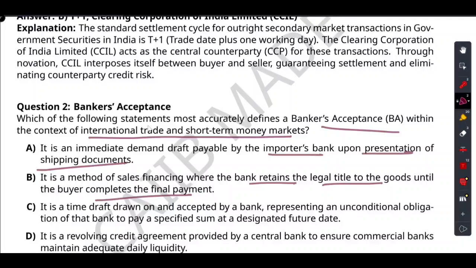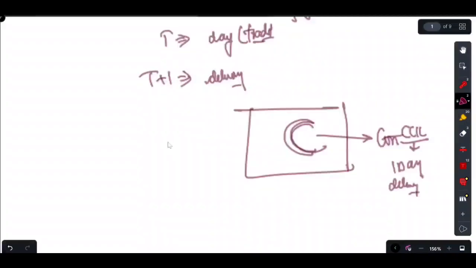Option C: it is a time draft drawn on and accepted by a bank, representing an unconditional obligation of that bank to pay a specified sum. Option D: it is a revolving credit agreement provided by the central bank to ensure commercial banks maintain adequate daily liquidity. So let me give you a simple example to make this banker's acceptance crystal clear.